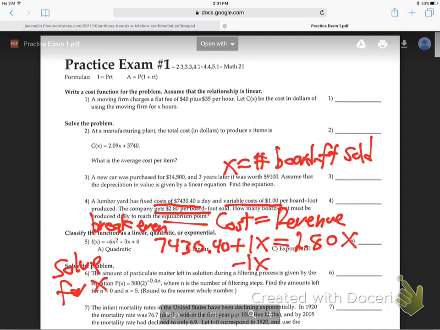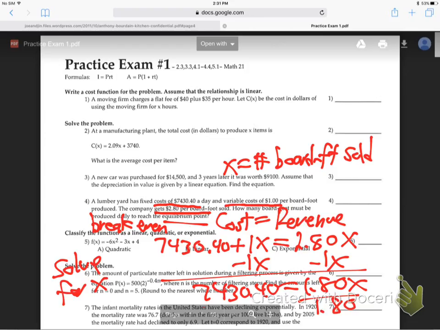So you just subtract 1x from both sides, which gives 279x equals 7430.40. Last step in solving for x is always divide by the coefficient, and you'll get some kind of answer. 4128? 4128 is x. They've got to sell 4,128 board feet just to break even. Anything above that, they're going to be making profit. Below that, they're going to lose.